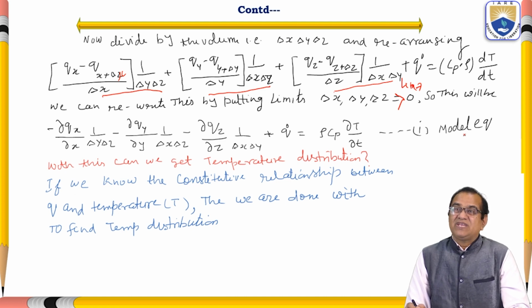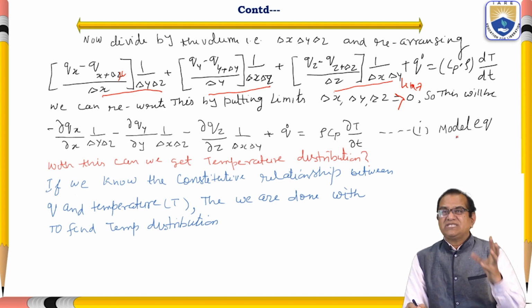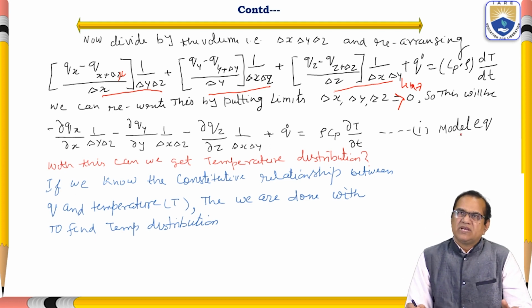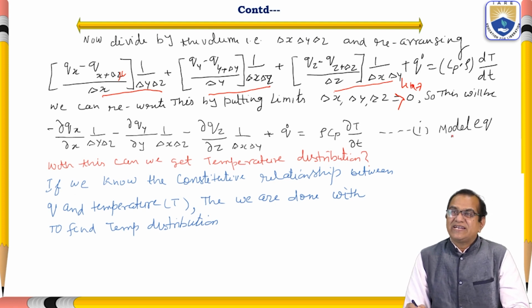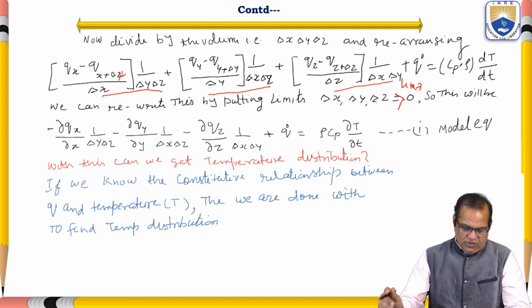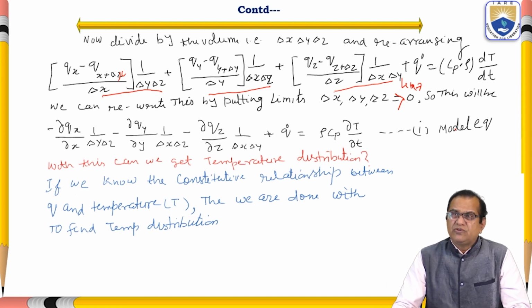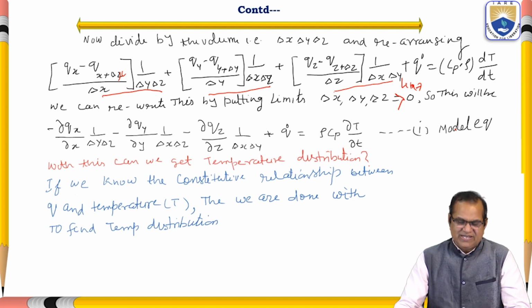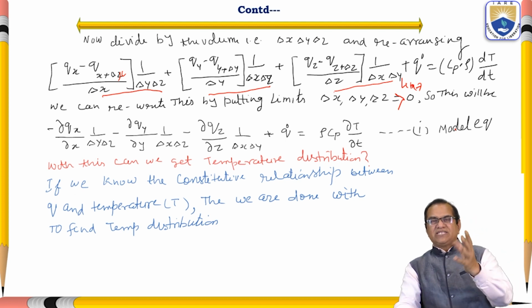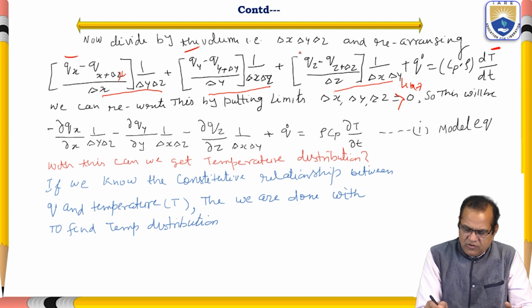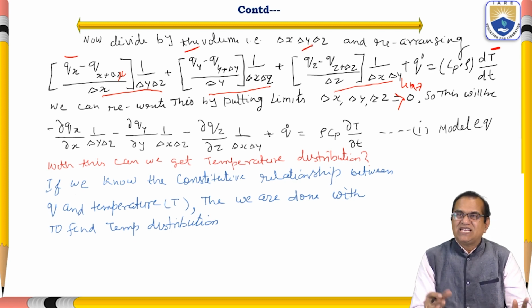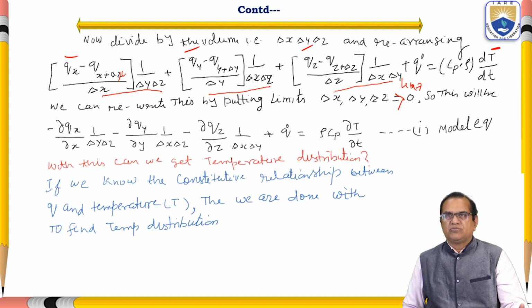With this, can we get the temperature distribution? This is the basic equation for the heat transfer of the system. If we know the constitutive relationship between Q and the temperature, then we are done with finding the temperature distribution. So if we know the relation between Q and T, here we have the T, and here we have the Q, we can find out the temperature distribution.